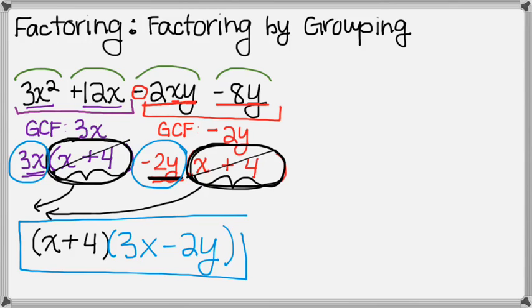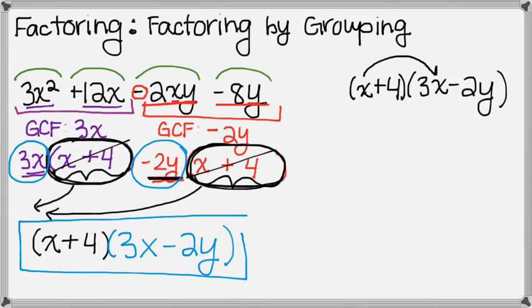it would have been the exact same result. And with all factoring, the way that we can check our work is always with multiplication. So let me write out our answer. X plus 4 times 3x minus 2y. So if this is the correct factorization, then when I multiply it through, I should end up with the same exact expression that I started with. So right here, I'm just checking my work.